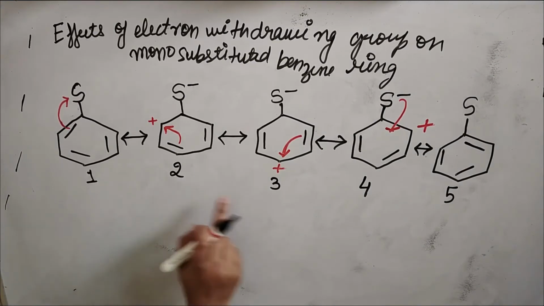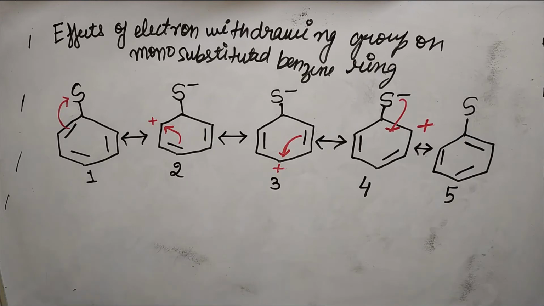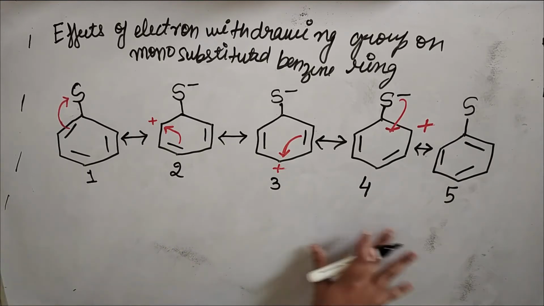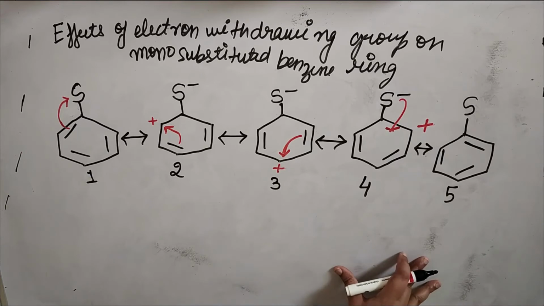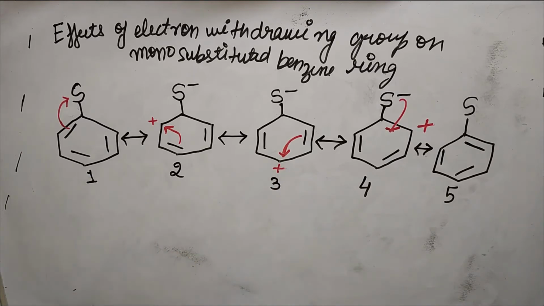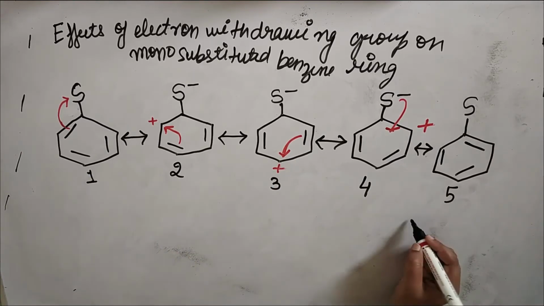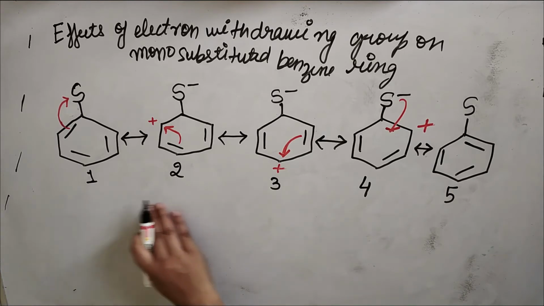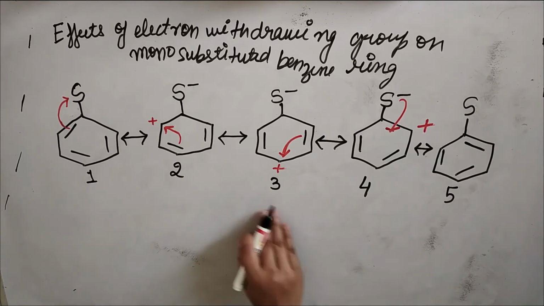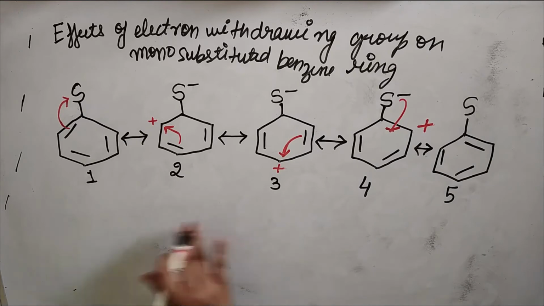So first, second, third, fourth and fifth, these are all resonating structures when there is a deficiency of electrons in the benzene ring. Now we have to compile all these structures to make a resonance structure in the case of an electron withdrawing group. So let's see the resonating structure, or the compilation of 1, 2, 3, 4, 5, when we compile all these structures.